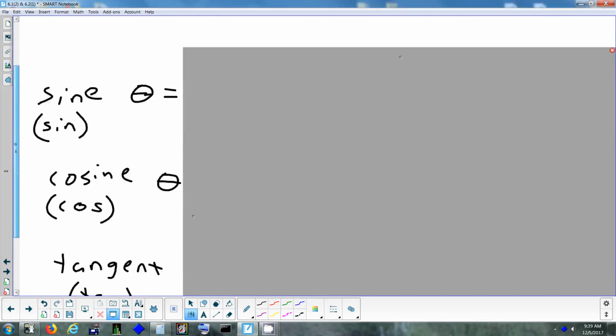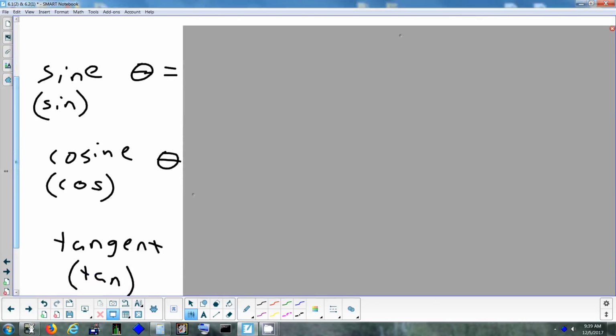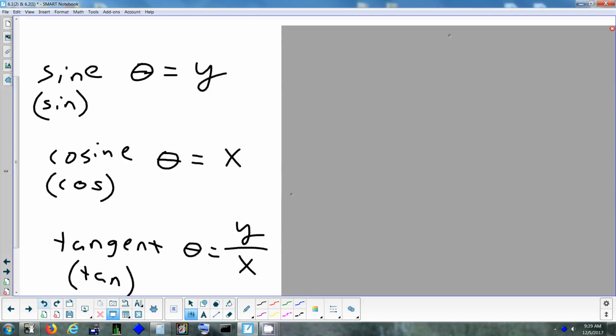6 trigonometric functions. Below them, I put the abbreviation. All trig functions can be abbreviated with 3 letters. It's usually the first 3 letters of the full function name, but when we get to cosecant, that's spelled C-O-S-E-C-A-N-T. Well, the first 3 letters of that already are used for something else. So I'll show you how they abbreviate that one.